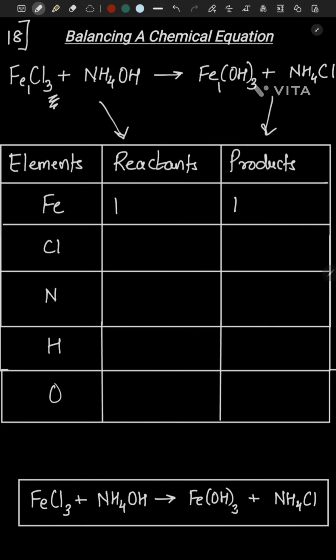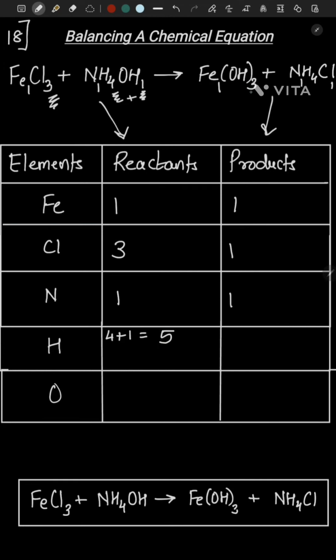Chlorine on the reactant side is 3. Chlorine on the product side is 1. Nitrogen on the reactant side is 1. Nitrogen on the product side is also 1. Hydrogen, we have it in two parts. Here we have 4, here we have 1. On adding, it becomes 4 plus 1, that is 5.